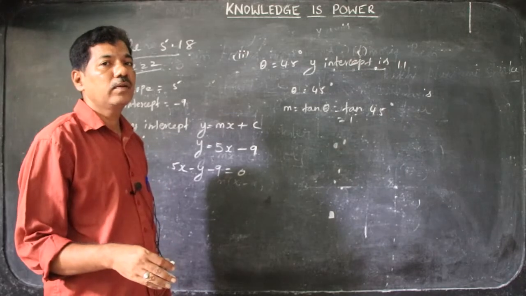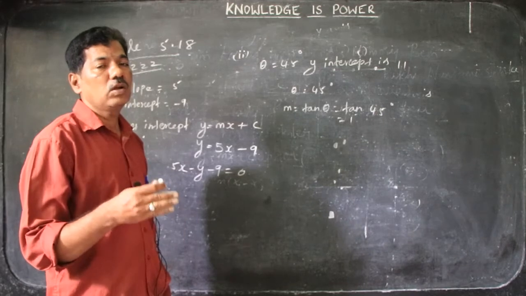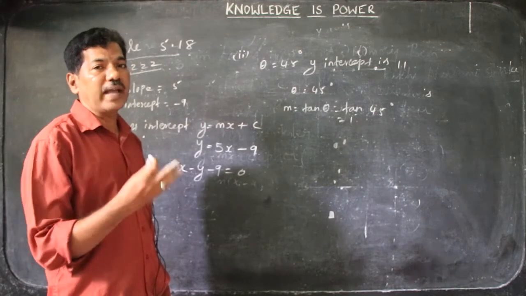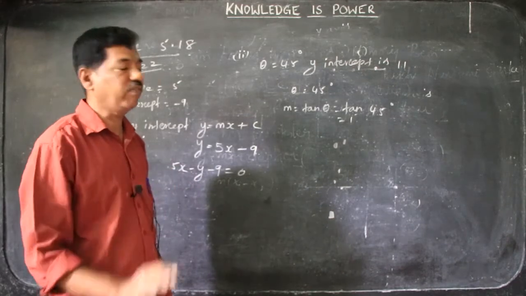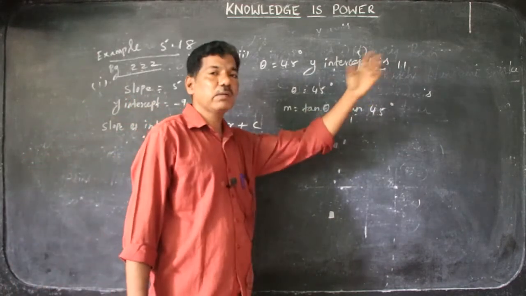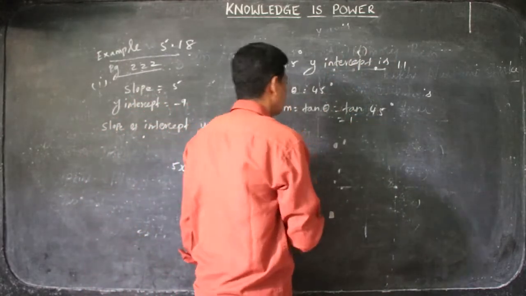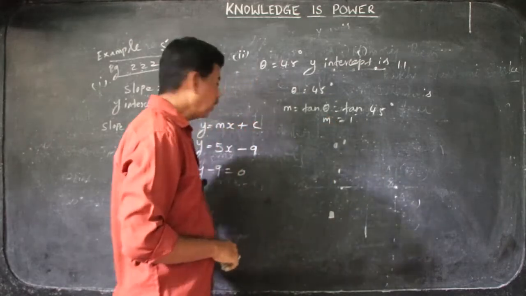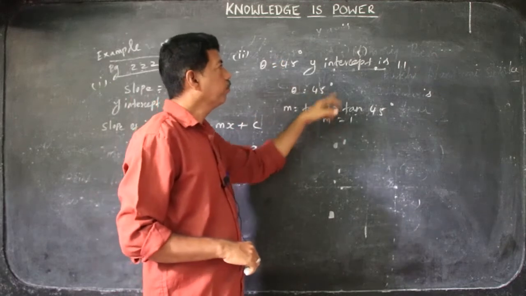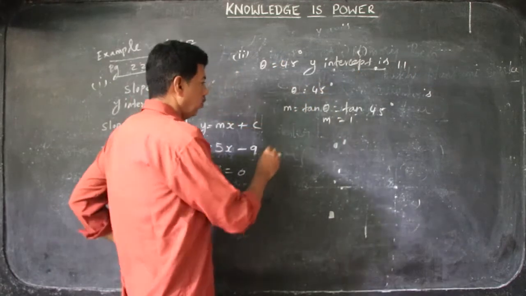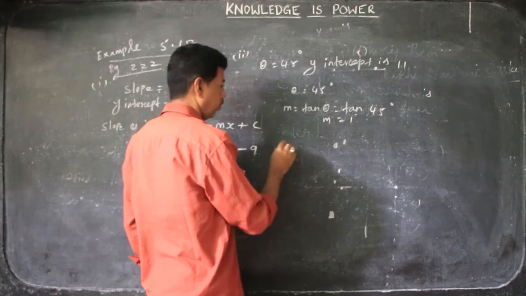Tan 30 is 1 by root 3. Tan 45 is 1. Tan 60 is root 3. Tan 0 is 0. Tan 90 is infinity or undefined. If you recall these at the time, that will be easy for you. So tan 45 is 1. Now this is m. Now we can use the same concept, because you got the slope and you got the intercept. So now the same slope intercept form.